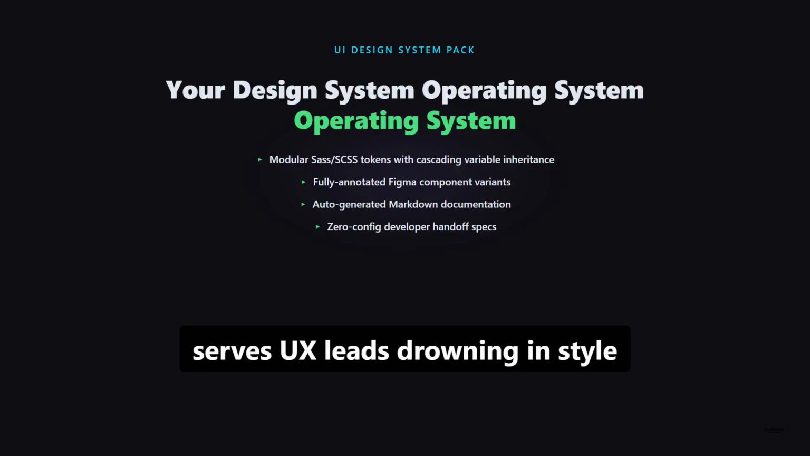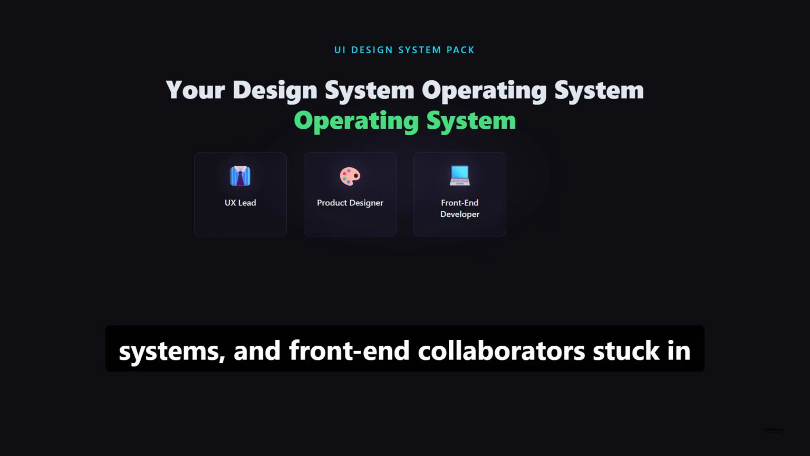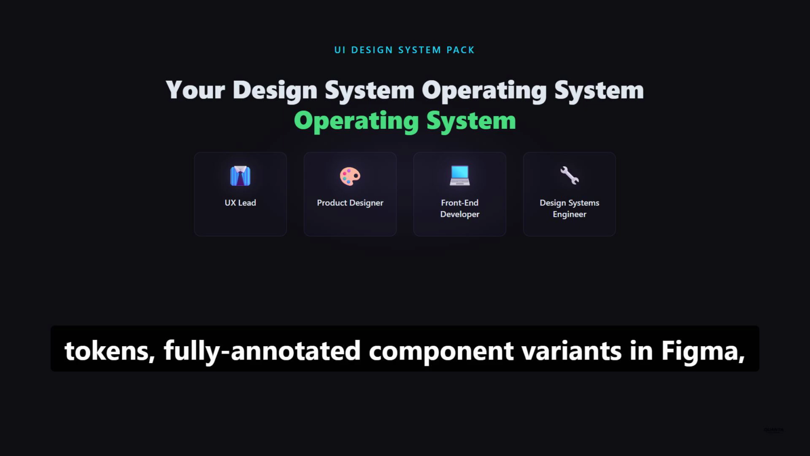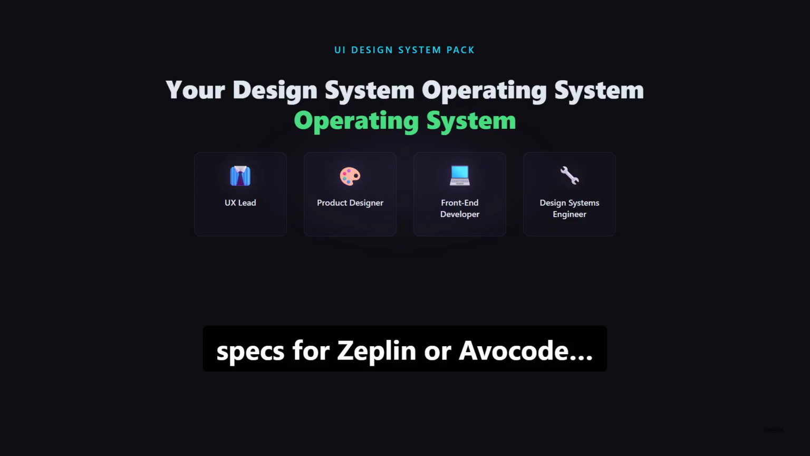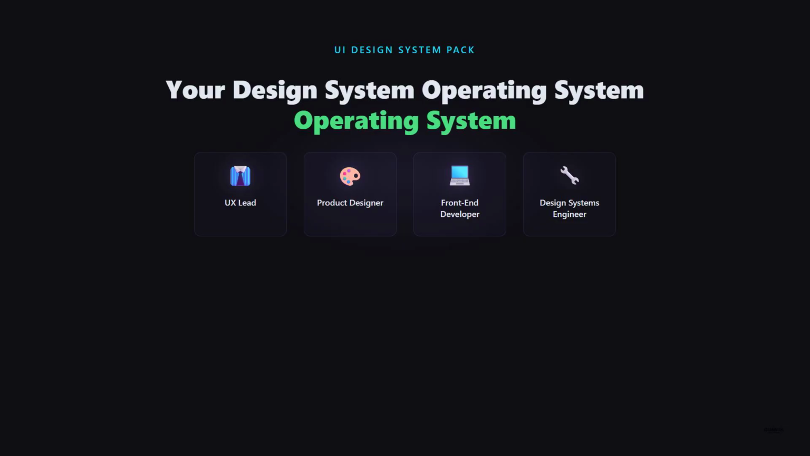This pack serves UX leads drowning in style guides, product designers battling inconsistent spacing systems, and front end collaborators stuck in endless revision loops. With modular SaaS SCSS tokens, fully annotated component variants in Figma, auto-generated markdown docs, and zero configuration handoff specs for Zeppelin or Avo code, you'll finally have time to perfect that "I'm busy" face.